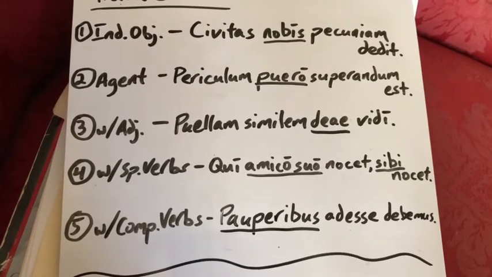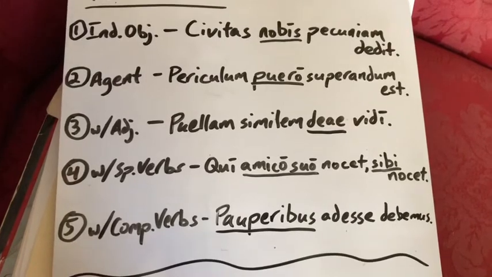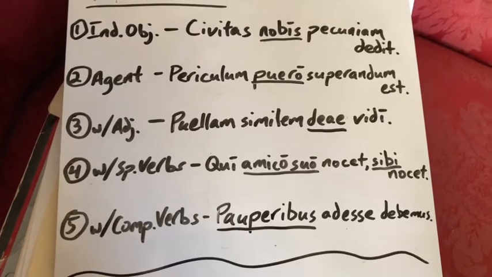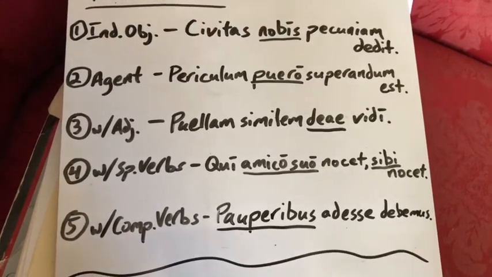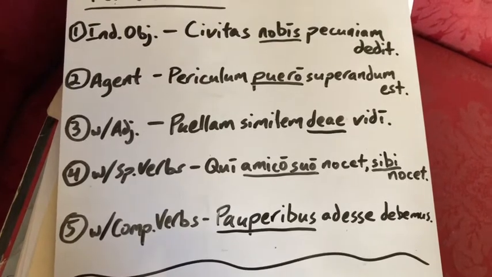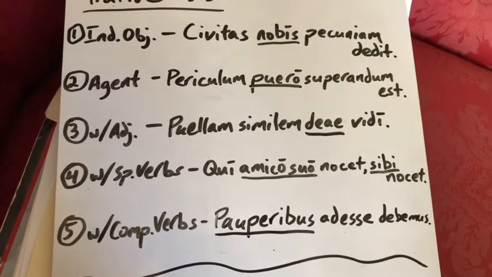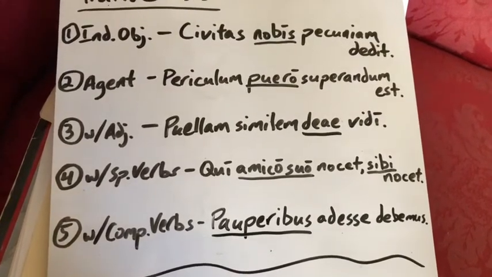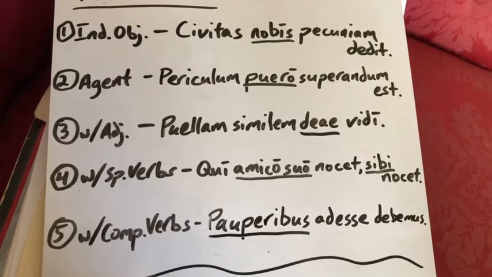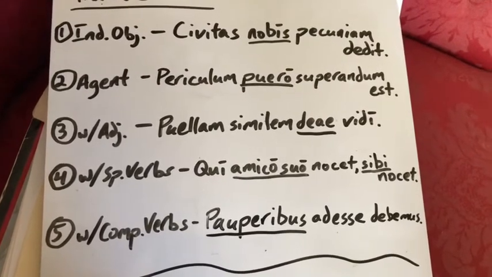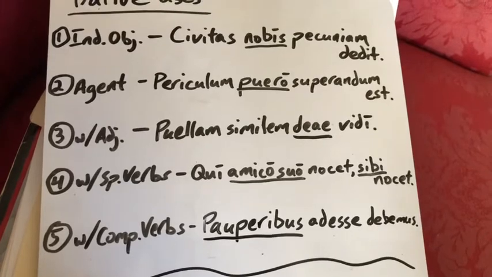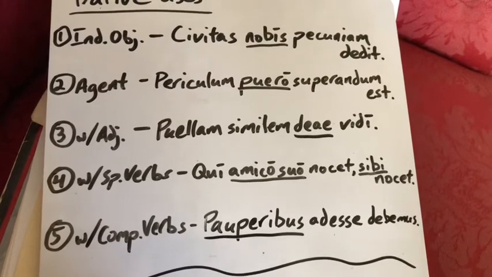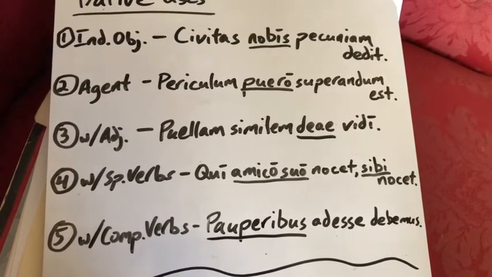That will take a dative object rather than your traditional accusative. Okay, so I gave you one of them in sentence 4 here, noceo, which means to harm, or to be injurious to, which is a little bit of a mouthful. So let's go with harm. Translation here: he who harms his friend harms himself. So amico, suo, and sibi are both datives, and that's because noceo is going to take a dative object.